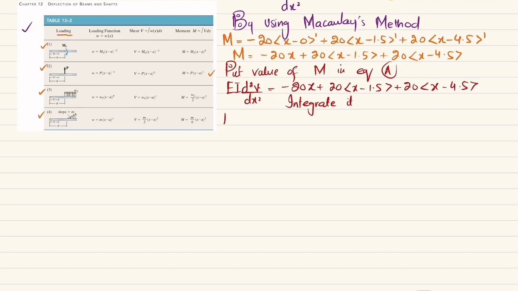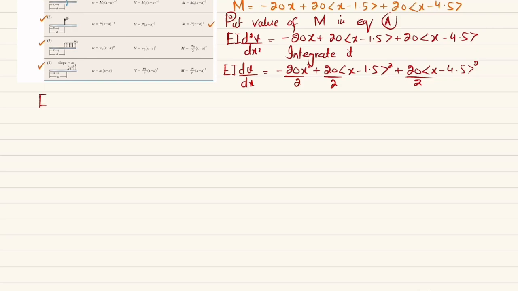You will get EI into dV over dx equal to minus 20x square over 2 plus 20 into x minus 1.5 power 2 divided by 2 plus 20 into x minus 4.5 power 2 divided by 2. So EI into dV over dx will be equal to minus 10x square plus 10 into x minus 1.5 square plus 10 into x minus 4.5 square, and there will be a constant of integration C1 also. Let this be equation number 1.